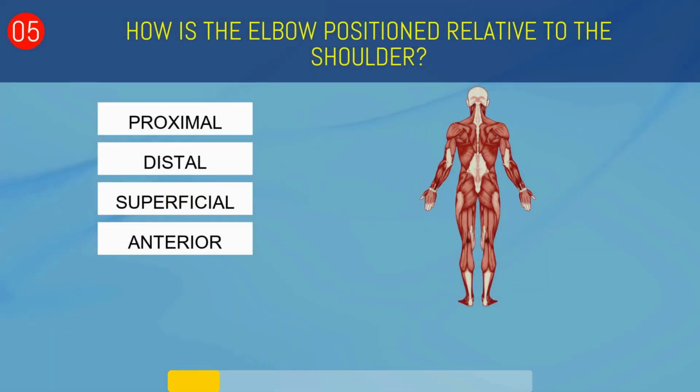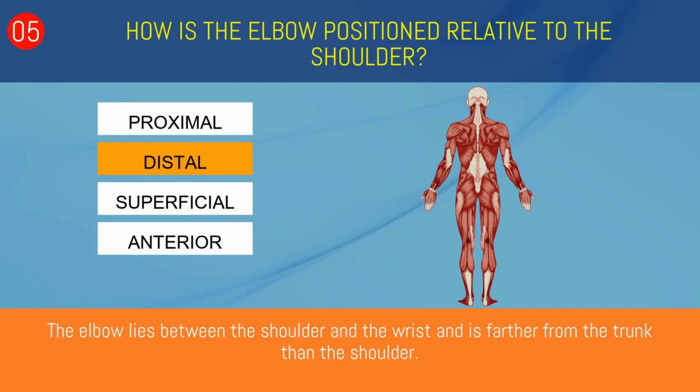How is the elbow positioned relative to the shoulder? Proximal, distal, superficial, or anterior? Distal. The elbow lies between the shoulder and the wrist and is farther from the trunk than the shoulder.